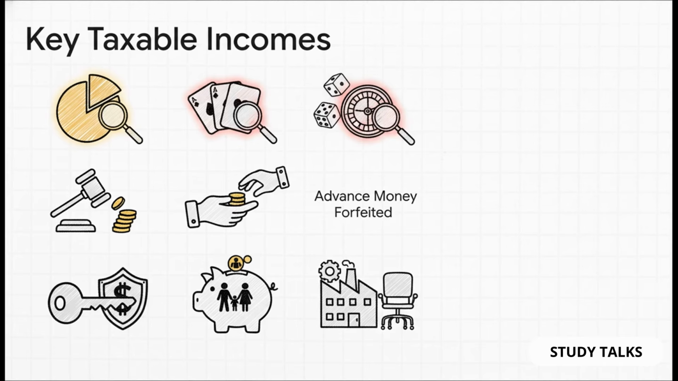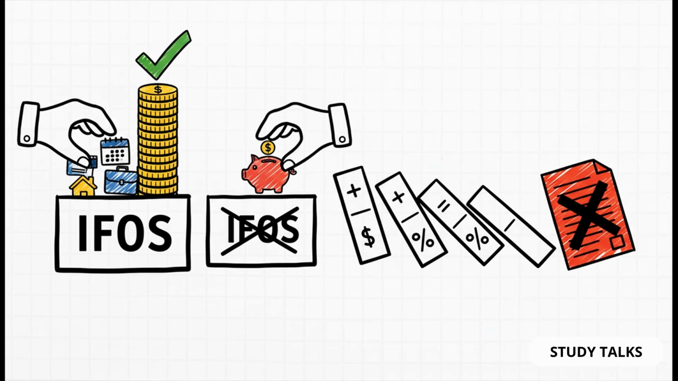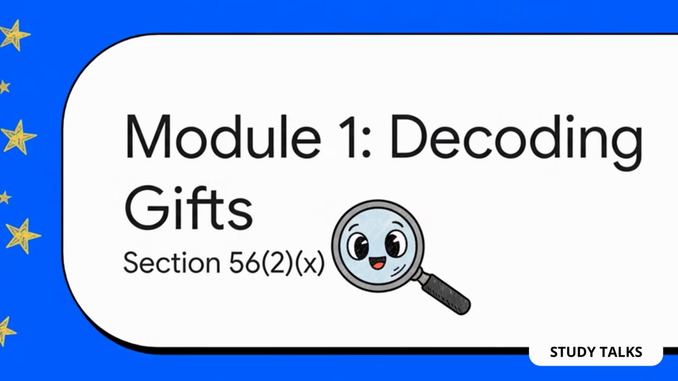I want you to pay extra close attention to two things: dividend income and casual income. You know, lotteries, betting, that stuff. They have very special rules. And don't sleep on family pension or interest on compensation either. They have some specific deductions we'll talk about. All right, quick recap. IFOS covers a whole range of things, from dividends to your lottery winnings. This is a major scoring area. Do not skip it. The examiner absolutely loves to ask questions from here.